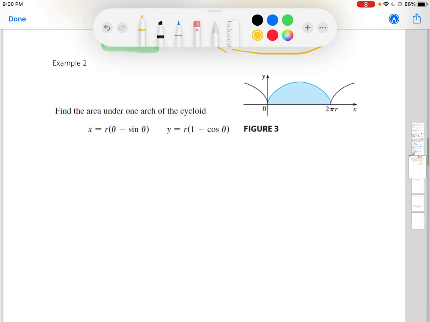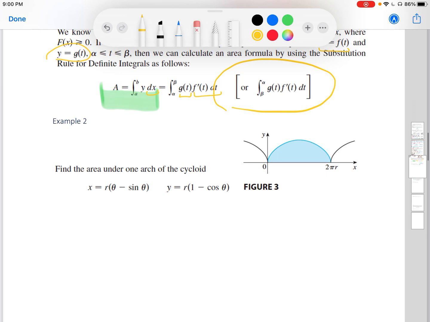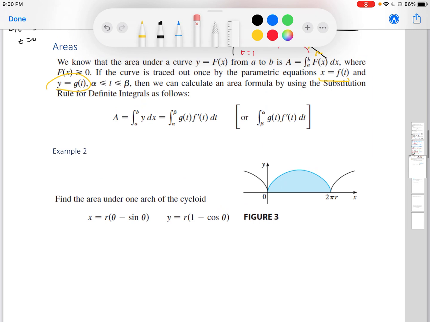All right, let's do an example. Find the area under the cycloid. Okay, so following our rule, our definition above, let's go ahead and do this. So remember, your y is what's defined as your g of t, and your x is what's defined as your f of t in the notation.